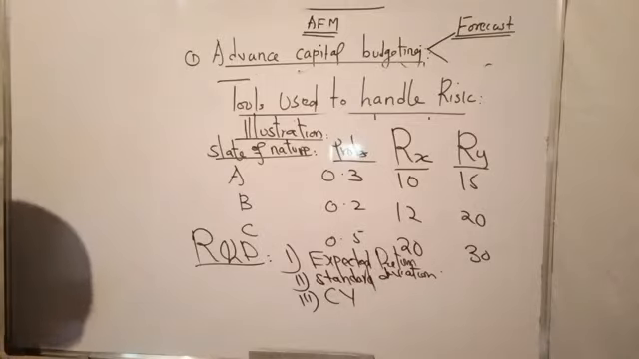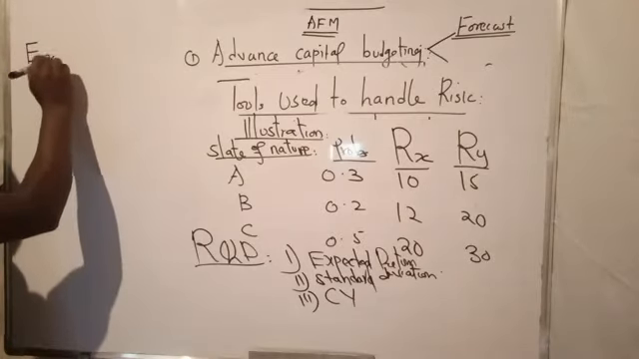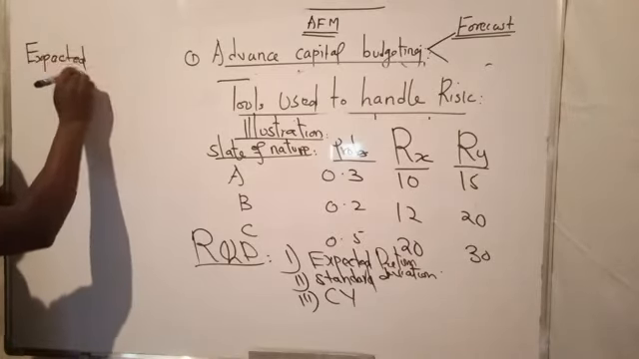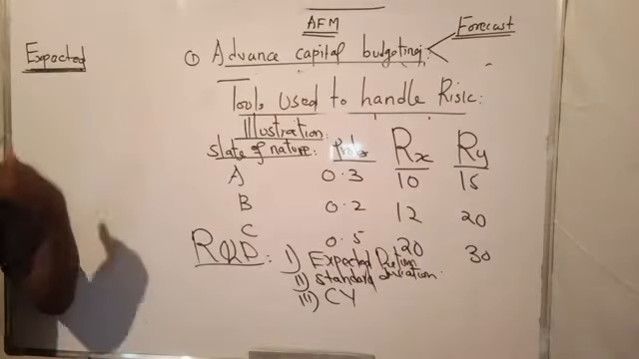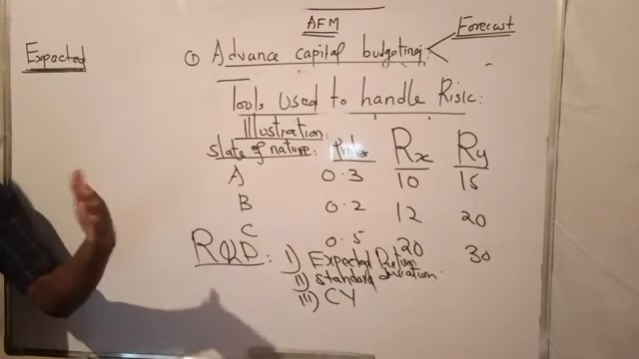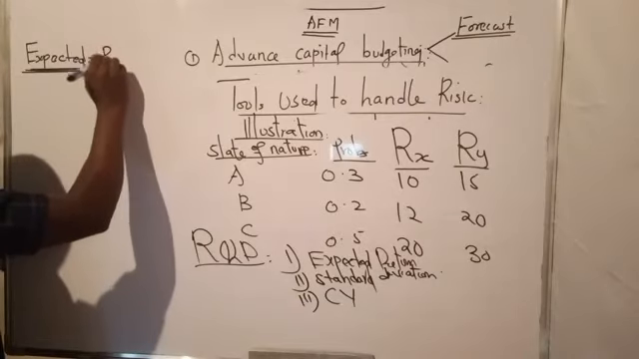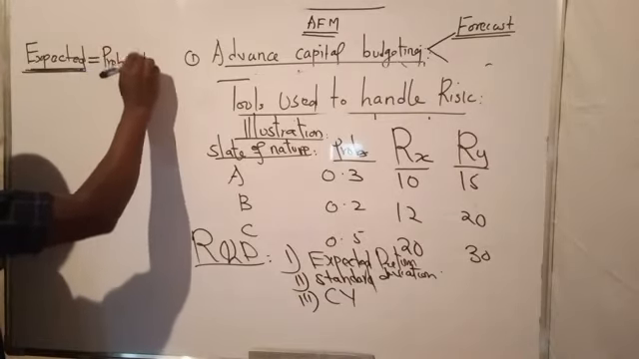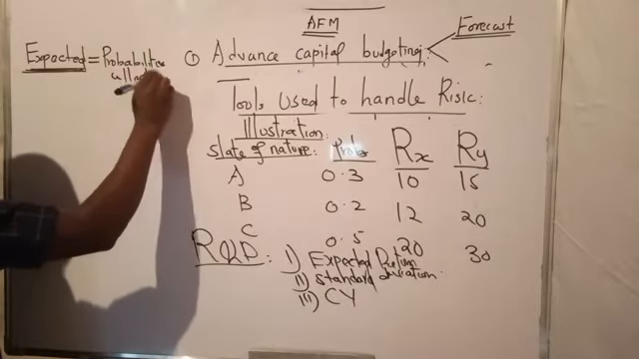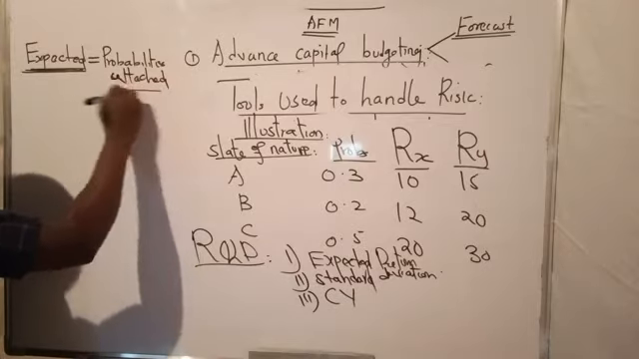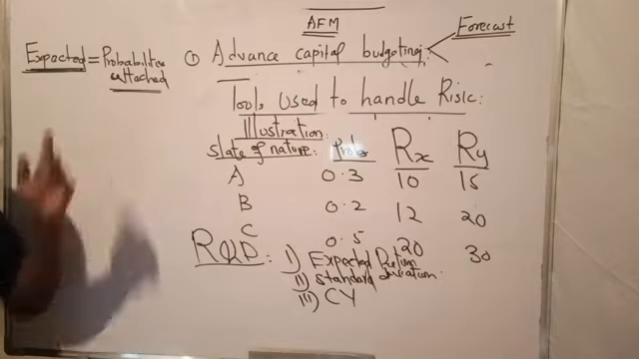So from the word, if you add anything in the same expected, it means tunaexpect ifanyike in future. So lazima tukue na probabilities. Probabilities attach. Kiskia expected. So it means the probabilities have been attached.